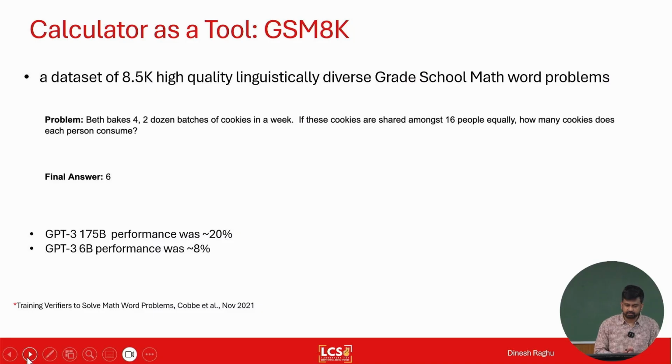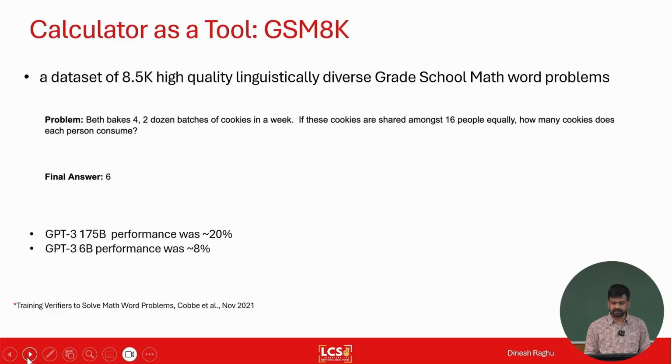Okay, so let's start with GSM-8K. GSM-8K is a math dataset. It's grade school math word problems. These are not very complicated. These are quite simple problems like: Beth bakes 2 dozen batches of cookies in a week. If these cookies are shared among 16 people equally, how many cookies does each person consume? So these are going to be problems like these.